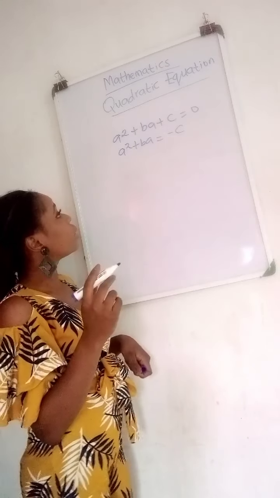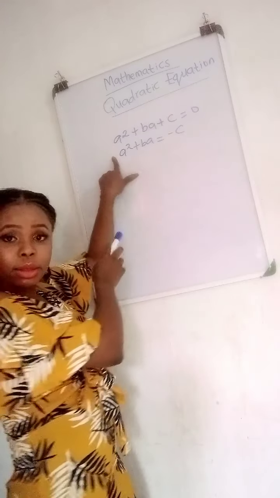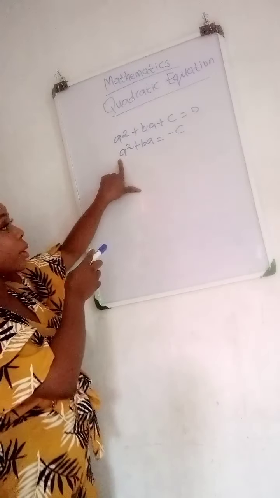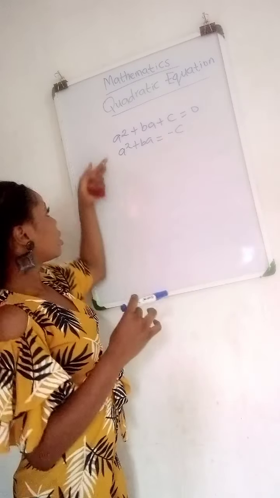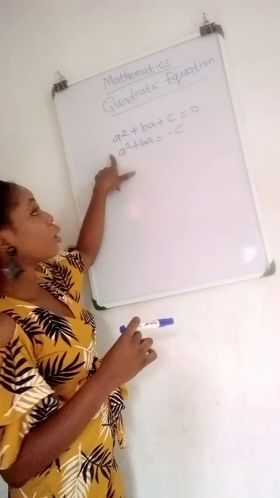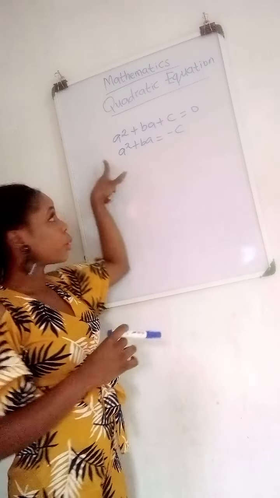Okay, now the next thing to do is to make sure that the x squared has a coefficient of unity. If there is a coefficient here, you have to divide through by that coefficient.